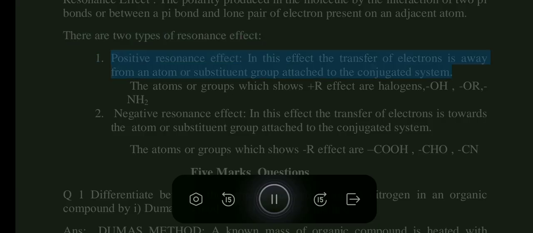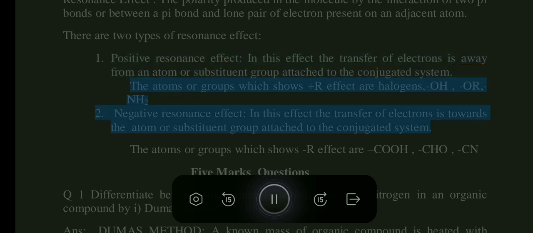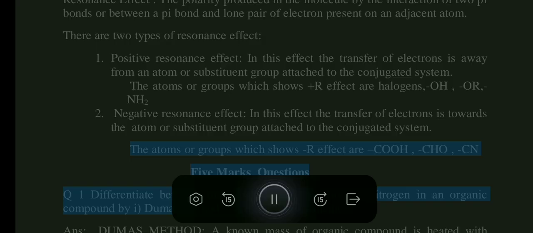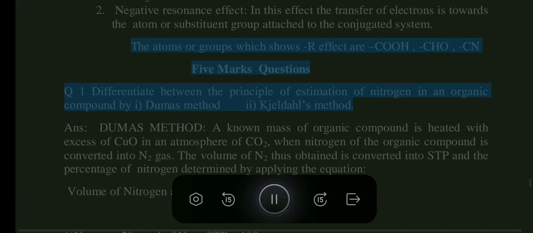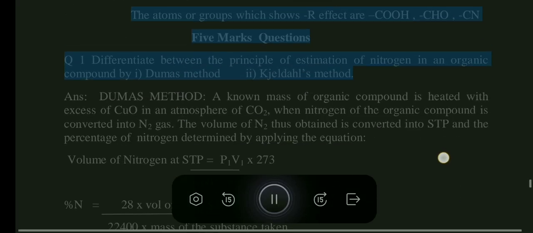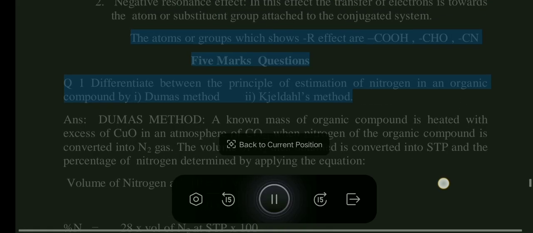1. Positive resonance effect: the transfer of electrons is away from an atom or substituent group attached to the conjugated system. The atoms or groups which show +R effect are halogens, OH, OR, NH2. 2. Negative resonance effect: the transfer of electrons is towards the atom or substituent group attached to the conjugated system. The atoms or groups which show -R effect are COOH, CHO, CN.